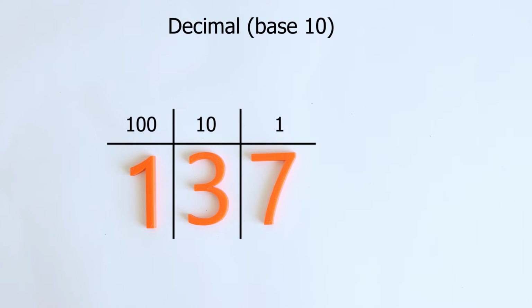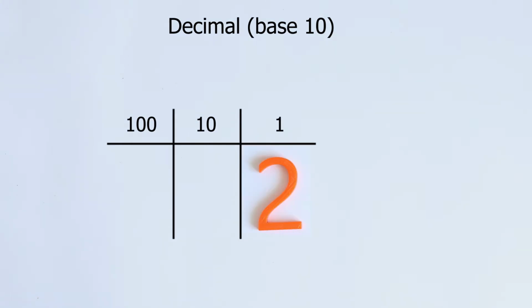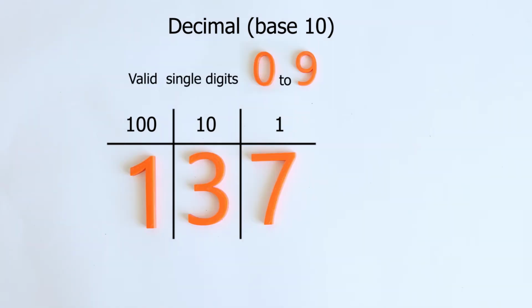Let's think about what the valid single digits are that we can have in each column. In this case we can have 0, 1, 2, 3, 4, 5, 6, 7, 8 and 9. That's a total of 10 different digits, and this is because decimal is a base 10 number system. Now let's think about the values of the columns. The first, ones, is equal to 10 to the power 0. The second, tens, is equal to 10 to the power 1. And the third, the 100s, is equal to 10 to the power 2. And the next column would be thousands, which is equal to 10 to the power 3. So each column has an increasing power of 10, which is again due to decimal being a base 10 number system.